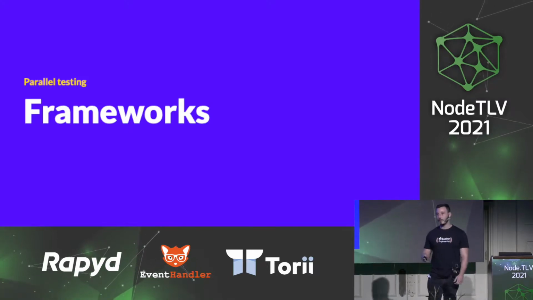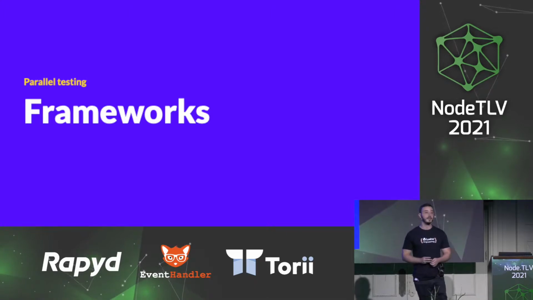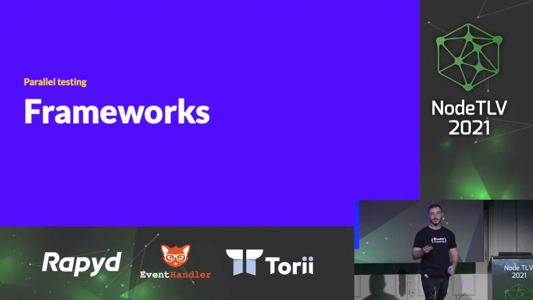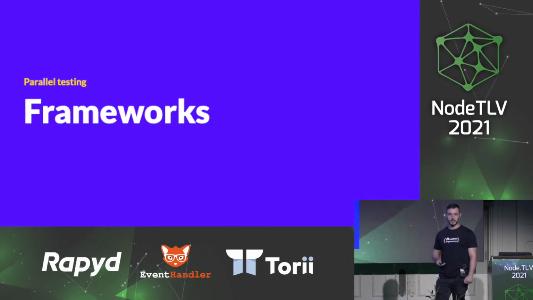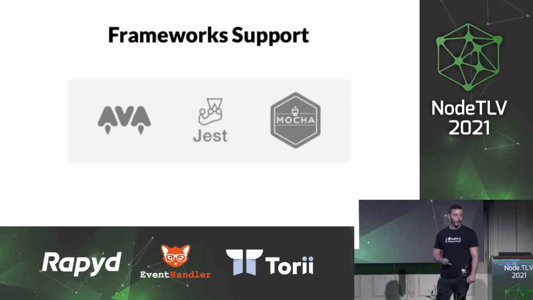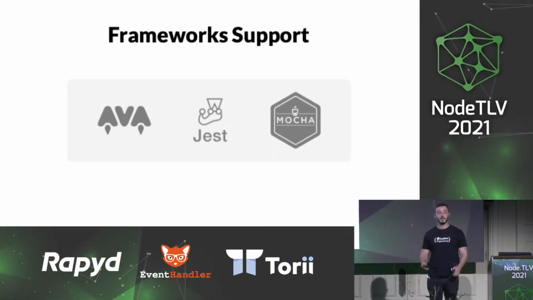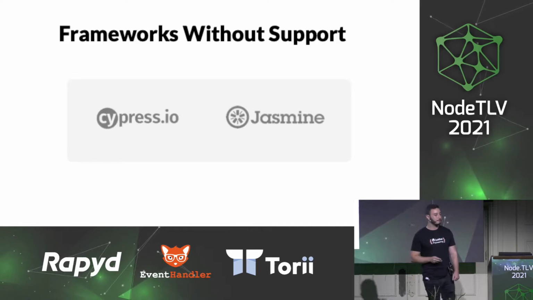I want to start talking about frameworks, to see which has support or doesn't have support for parallelism. What is the API? What is the default behavior? Because so far we've covered a lot of theory, but I know you guys probably want to get your hands dirty and actually implement some of this stuff. Well, for frameworks that have support, these are the popular ones that I've seen. We have Ava, Jest, and Mocha. And regarding those that don't, we have Cypress and Jasmine.